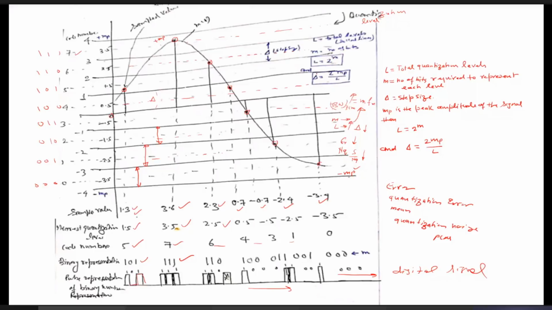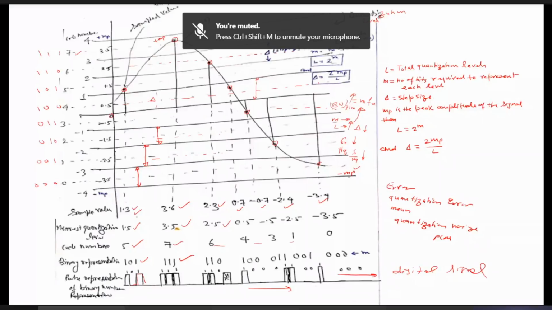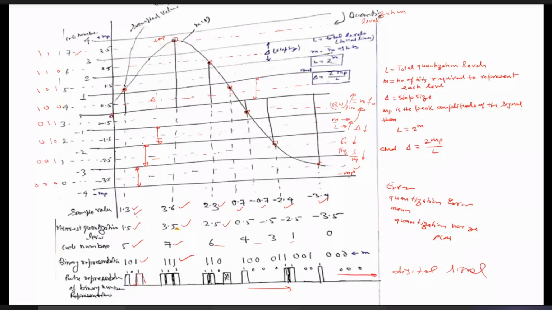Now, how can we represent this delta? Delta is the step size. Step size is nothing but the maximum dynamic range in terms of the voltage, which is given as 2 MP, that is minus MP to MP, divided by the total number of quantization levels, which gives us the quantization step delta. So you should note these expressions down, because they are going to be used in our later calculations. If m is the number of bits to represent each level, then L is given by 2 to the power m, and delta, the quantization step, is given by 2 MP divided by L.